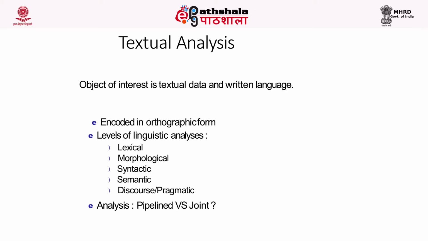Now, in a pipeline architecture, if some error is there in the output of the first level, it will go to the next level, and the input to the next level will already be erroneous. So the chances of the errors propagating, creating a cascading effect, are high. Therefore, the other approach which is being explored these days is joint modeling.